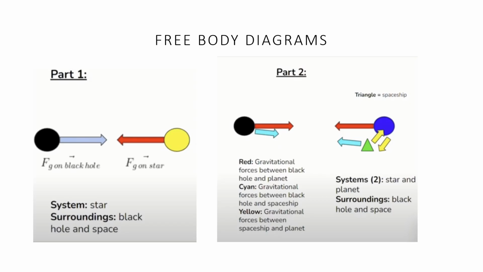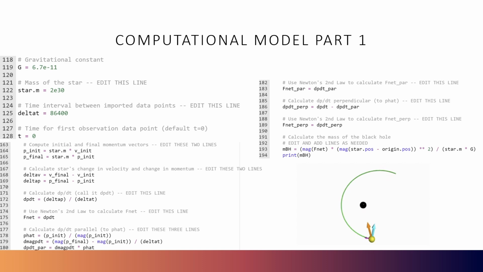So the free body diagrams here are different for both part 1 and part 2. For part 1, it's the attractive forces of the black hole and the star. And so we will be looking for the mass of the black hole for this one. The system is the star, and the surroundings is the black hole in space. Part 2 is a similar situation where they are both attracted to each other, except that we'll be focused on velocity and the spaceship. So the system is the star and the planet, and the surrounding is the black hole in space. For part 2, the velocity, you will need to have both masses of the black hole and the star. So here's the computational model for part 1.